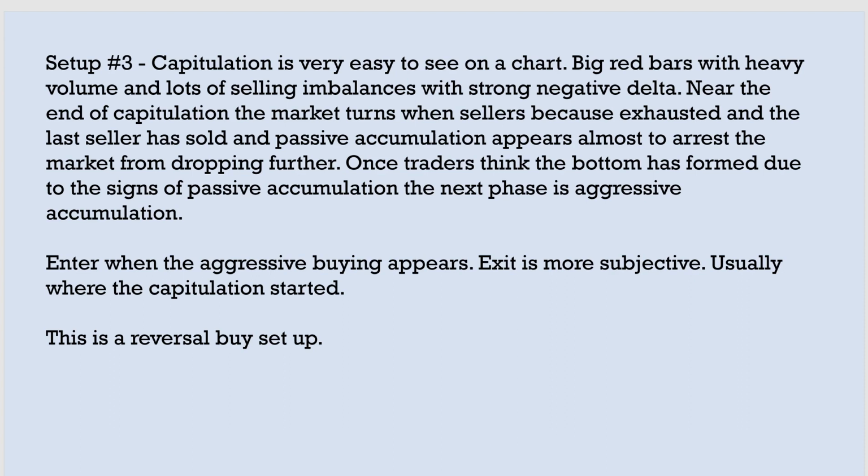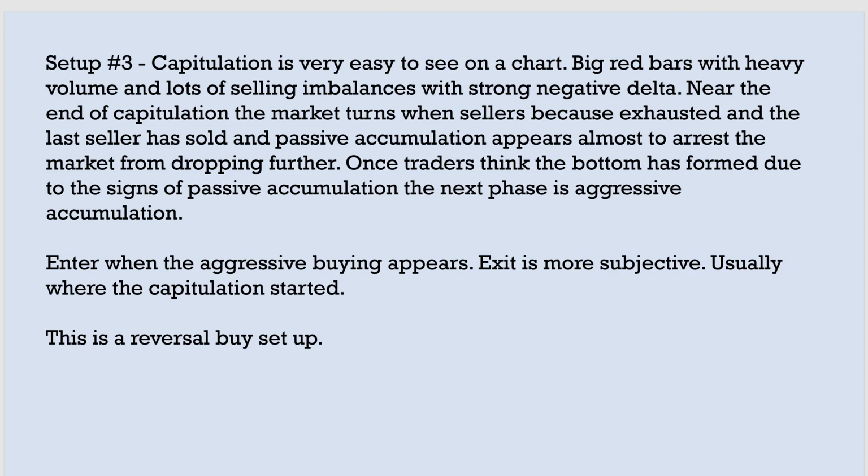Okay, so that's setup number 3 is capitulation. It's the opposite of irrational exuberance. It's a reversal buy setup. And it's really easy to see on a chart. Big red bars, heavy volume, lots of selling imbalances, a strong negative delta. Near the end of capitulation, the market turns when sellers become exhausted, and the last seller is sold. Passive accumulation appears almost to arrest the market from dropping further.